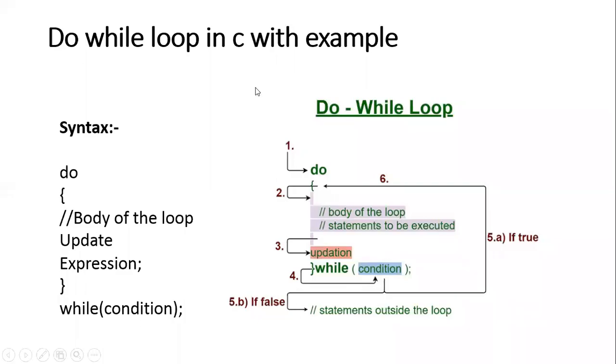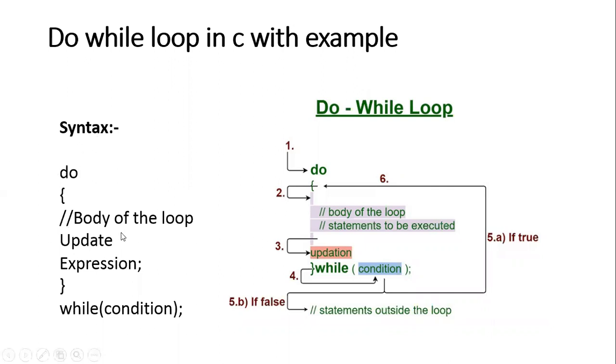As students, today we will discuss the do while loop in C programming. See the syntax here, very simple one. Do is a keyword here. When the control enters into the do, it will execute the body. The importance of the do loop is that at least once it is going to execute the statement. That is the importance here.